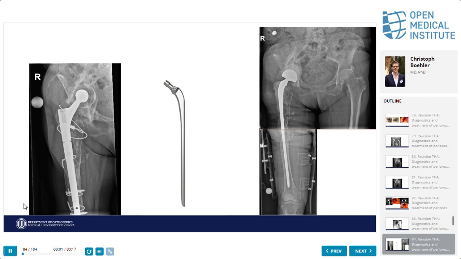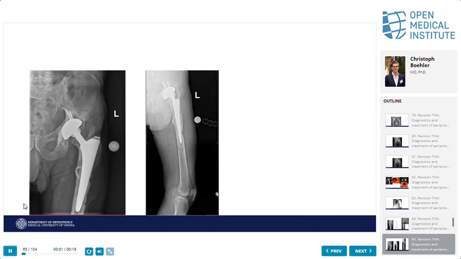For huge femoral defects, we tend to use this implant as a spacer. So this is like a long Charnley, so a stem. We cover it with cement, also cement in the acetabulum. And this one is waiting for the reconstruction.